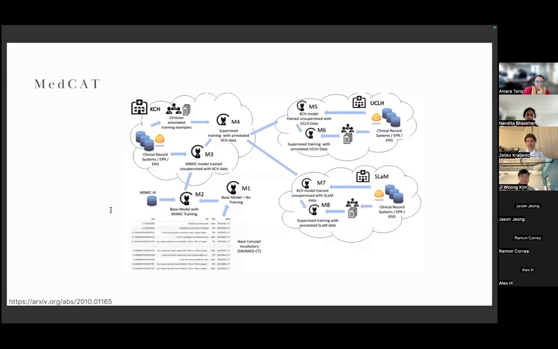This model was trained, tested and validated over the last, I don't know, three to four years on millions of patients and a lot of hospital data. It was done at KCH, UCLH, and SLAM, the three big hospitals in London, and it showed that it really does work on all of them. We also showed how to transfer a model trained in one hospital to another one. How do you do fine tuning? What is all necessary?